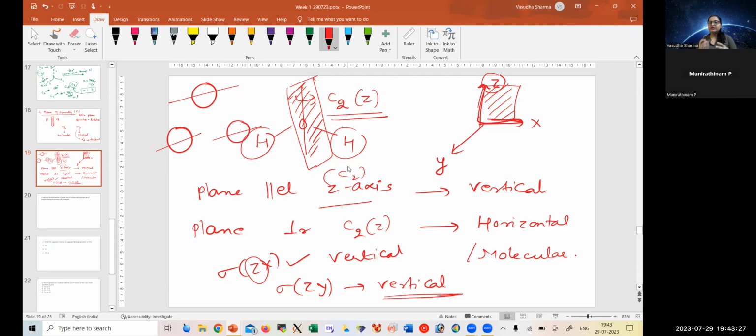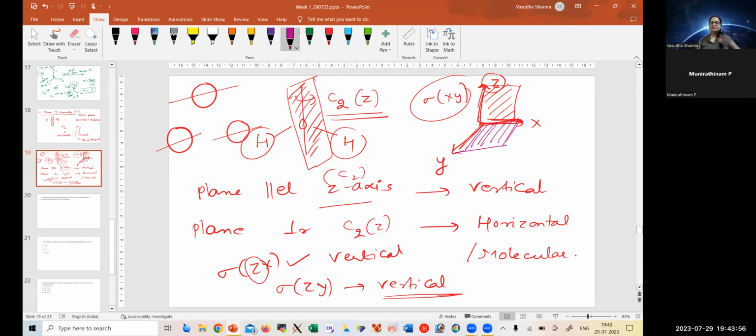Okay, I was coming to this point. Now, if I need to find out whether there is a horizontal plane or not, how do we define it? The only plane which can be called horizontal is sigma xy, which is perpendicular to your z-axis. If I highlight with purple, this is the plane, and it is perpendicular to your z-axis. The pen that I'm showing is the z-axis, and the one down is your xy plane.